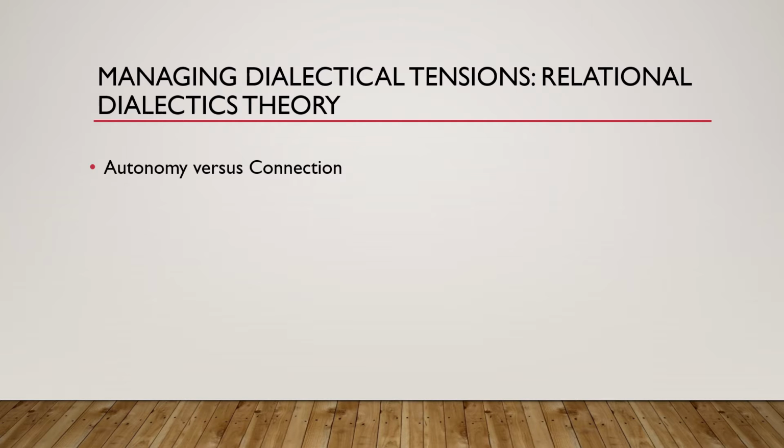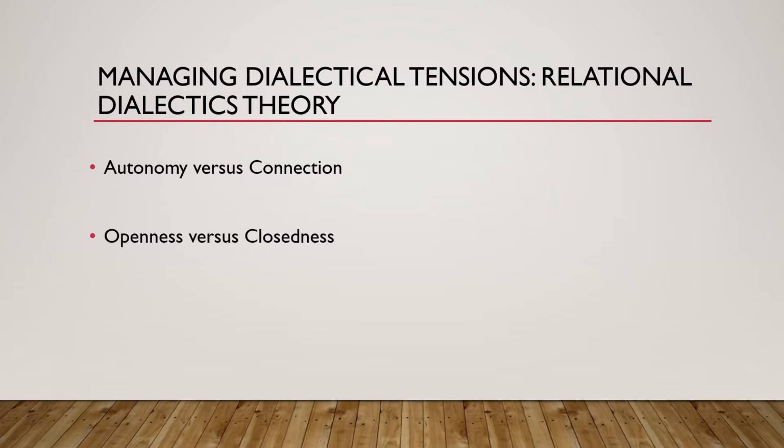And so in our relationships, we're managing this tension, right? We're managing how much time we spend with the person, maybe thinking about this in the framework of a romantic relationship, how much time we spend with that person versus how much time we spend with our friends outside of that person. So that's really managing that autonomy versus connection.